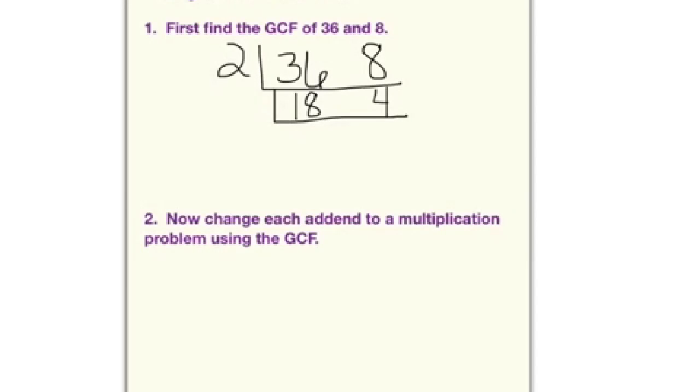Now, I should see here that I still have two even numbers, so I must continue dividing. They are both even, so I'm going to divide them both by 2 one more time. 2 goes into 18 9 times, and 2 goes into 4 2 times. Now, I know that 2 is a prime number, so I cannot divide that by anything other than 2 and 1.